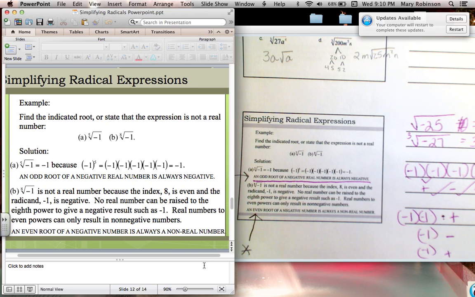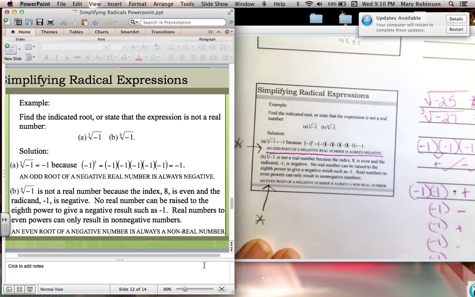So if we take the odd root, which means it can be the cube root, the fifth root, the seventh root, the ninth root, any odd number, your odd numbers. An odd root of a negative real number is always negative. It's going to give me a negative number.